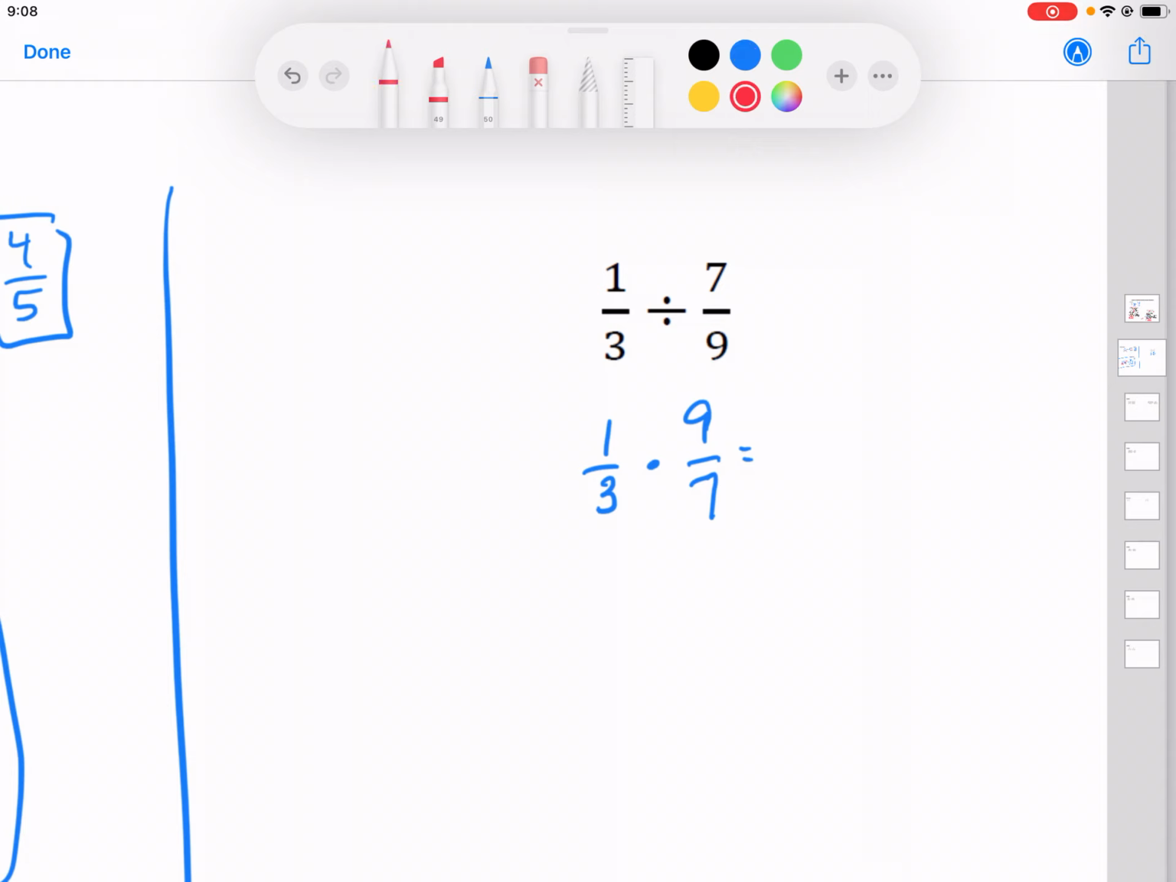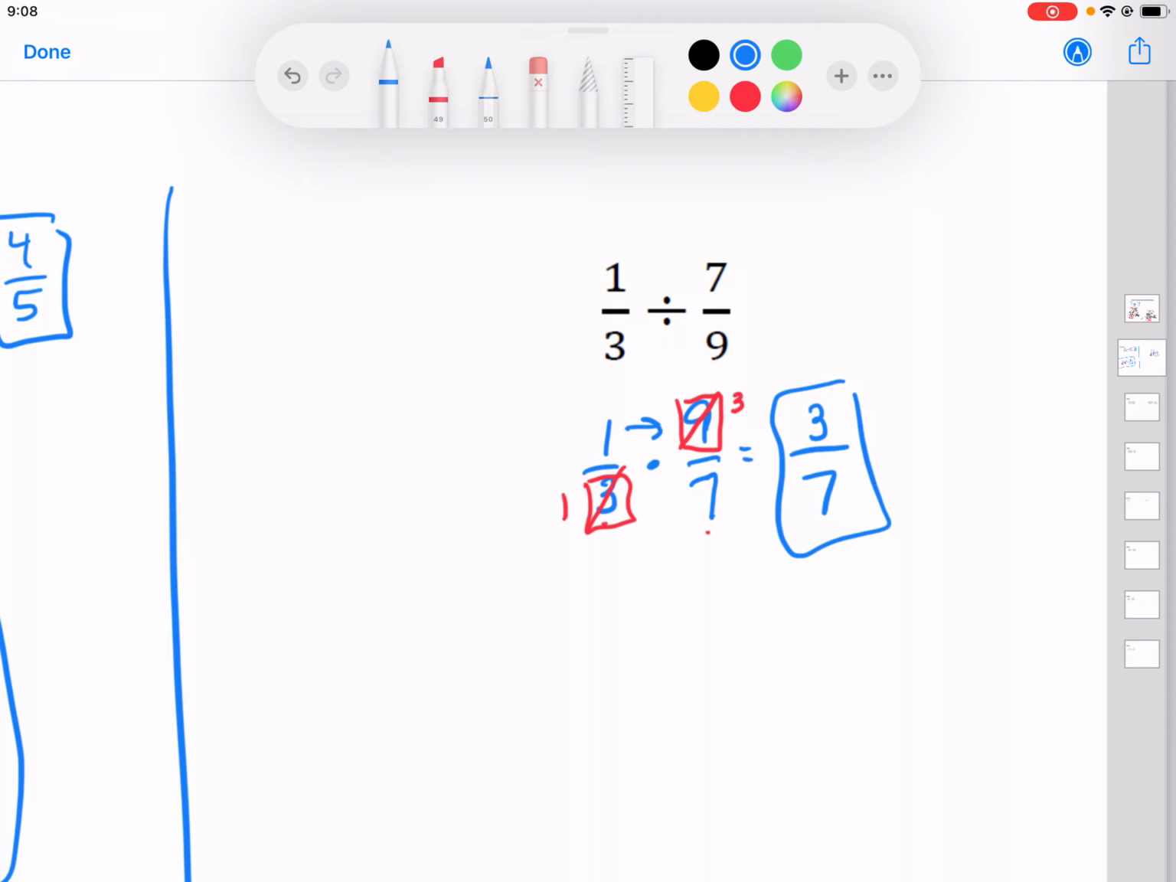At this point, same idea, you're going to look at the numerator. So the only numerator we really care about is the 9 because 1 doesn't do anything. And we see if any of the denominators are divisible by 9 or have a common factor, and they do. So 3 and 9 do. They both have a common factor of 3. So divide them both by 3, and then I multiply straight across. 1 times 3 is 3. 1 times 7 is 7. And there is my answer.